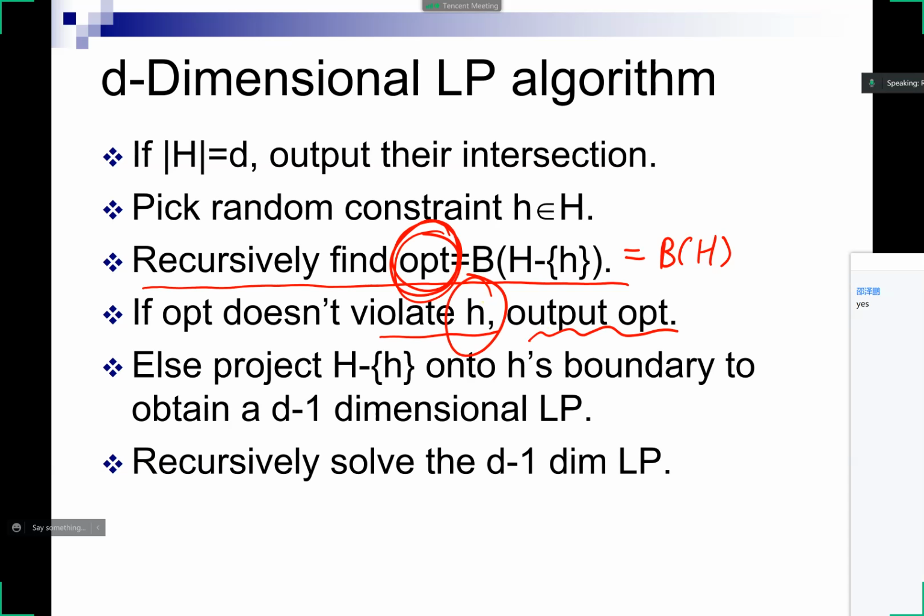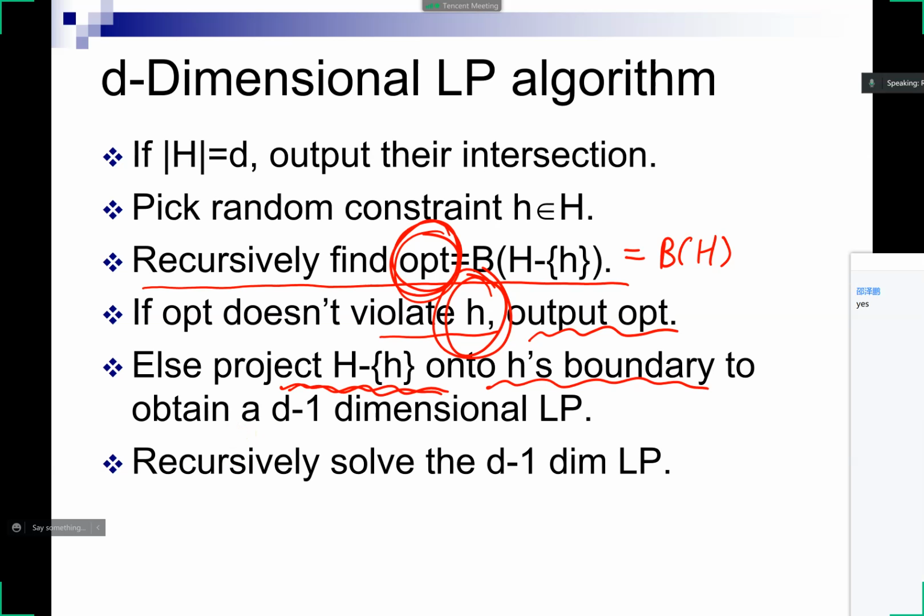And if it's a tight constraint, then you know that the optimum actually lies on H. Sorry, it doesn't just lie on H, it lies on H's boundary. So you're going to take all of the other constraints and project them onto H's boundary. And when you do that, you're going to end up with a D-1 dimensional LP.